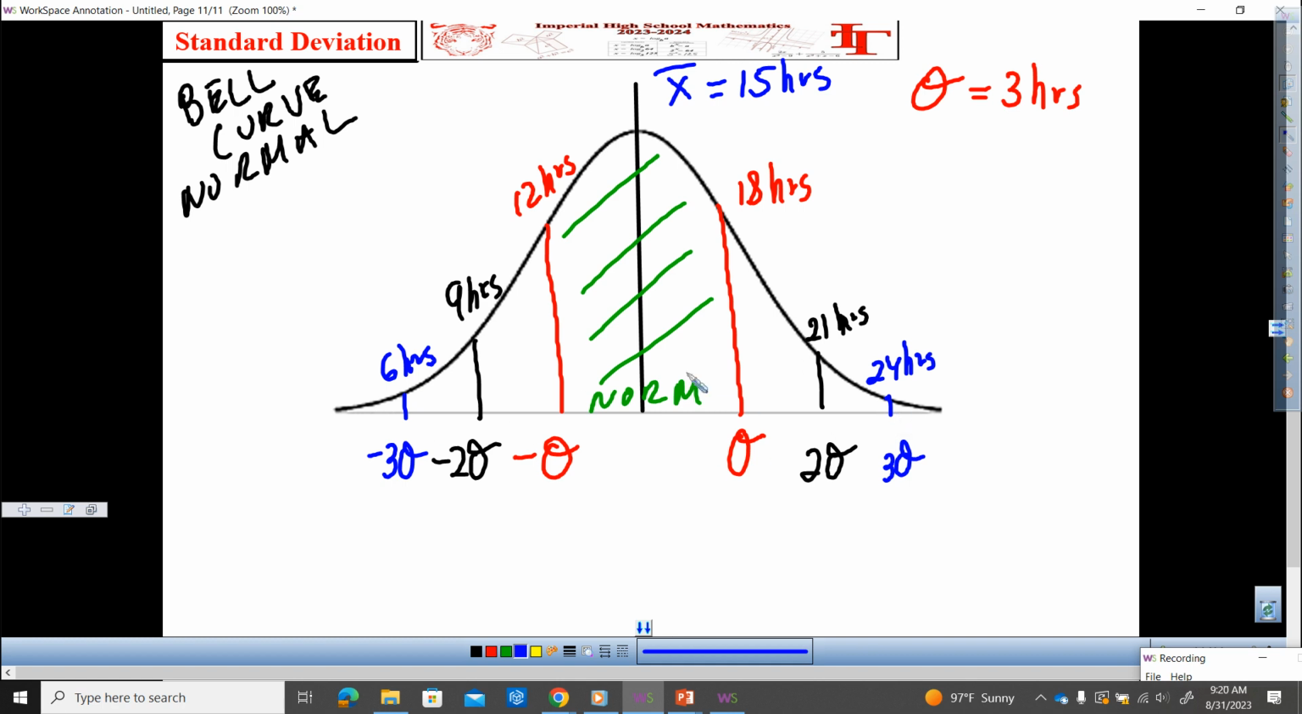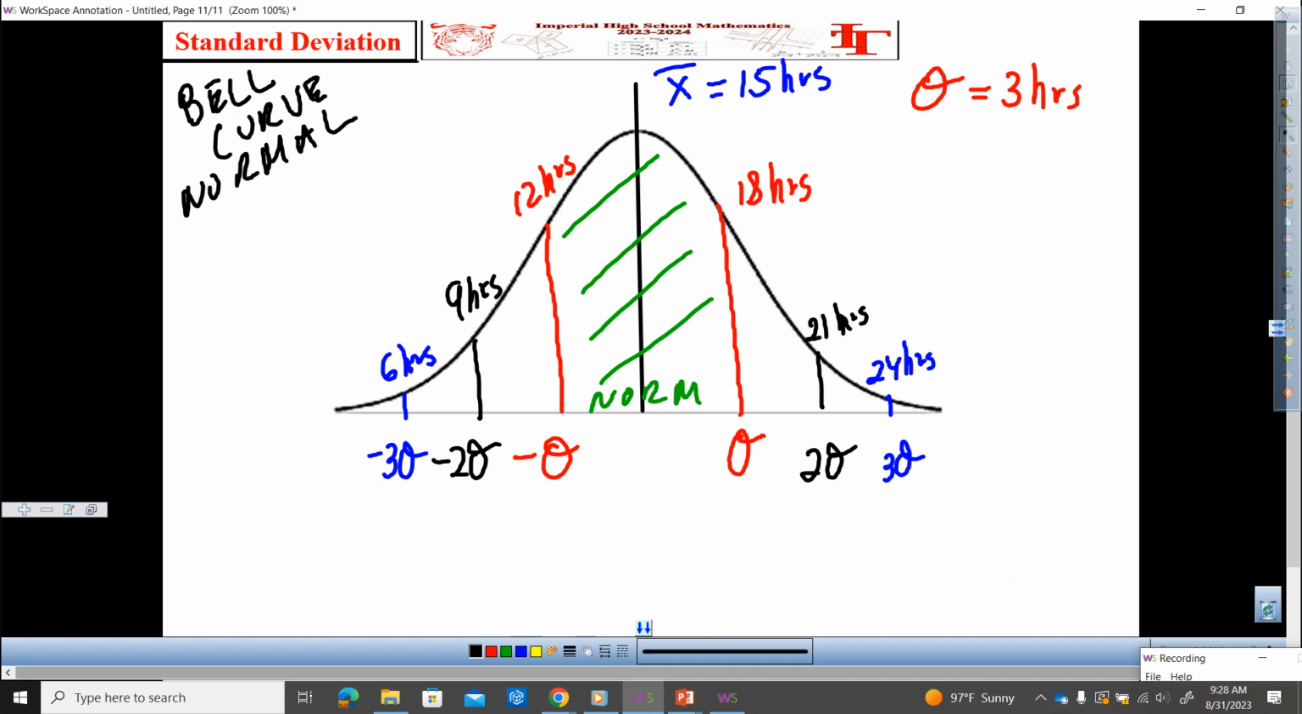Now, does everybody see how standard deviations work? We're in the standard, which was 15 hours, but one deviation over is the norm, one over, one below, but anything after that is above average or above norm. Now, let me give you some percentages.